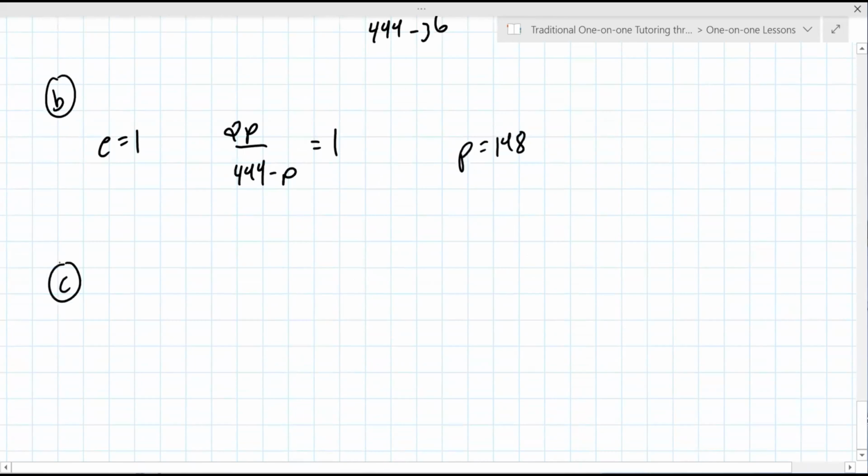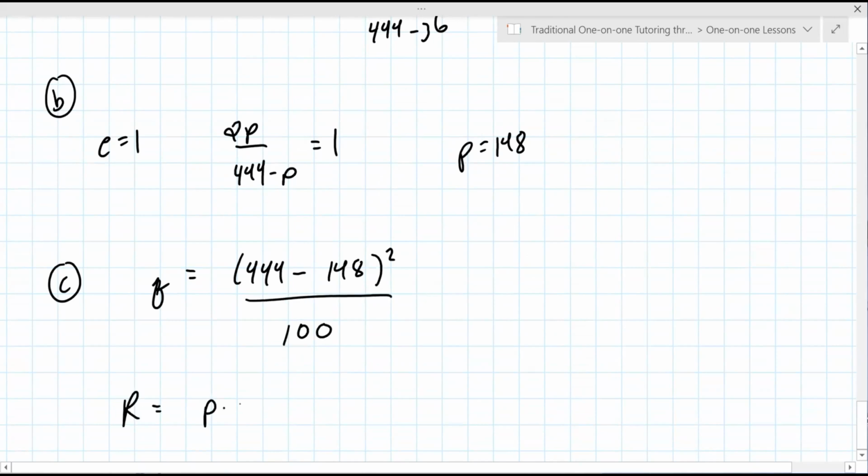So part C, you're going back to Q equals 444 minus 148 squared over 100. You get that number, and then revenue is price times quantity. So it's 148 times whatever you get there. And I said round to the nearest number. So P equals 148. So that's Q, and then you multiply that by P, right? Yes. And the price is 148.